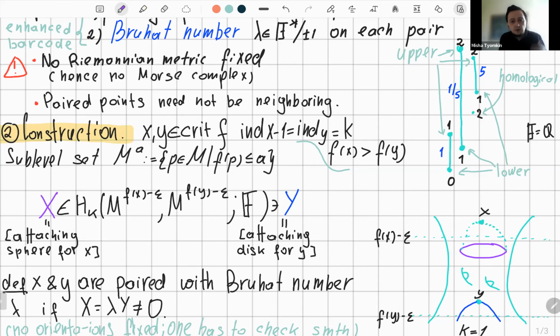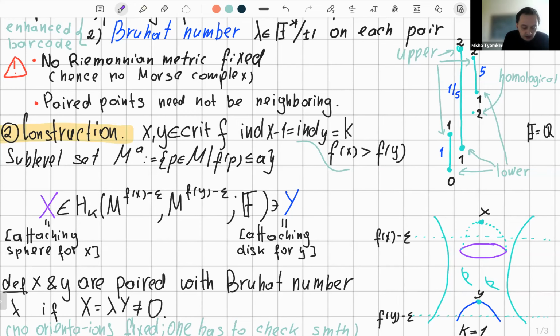So if these two classes are proportional in this homology vector space, then I say that the two critical points are paired, and the coefficient of proportionality is defined to be the Bruhat number. So that's the definition. Let me note that, first, I didn't fix any orientations of my classes. Therefore, this lambda is only defined up to sign. Now that's okay. And second, given such a definition, one has to check something.